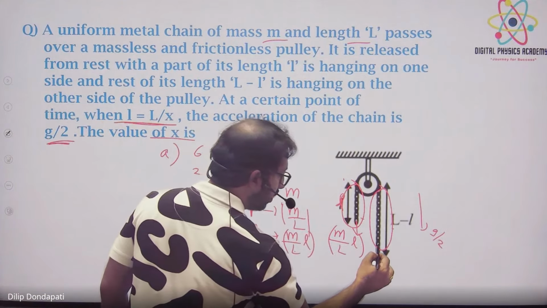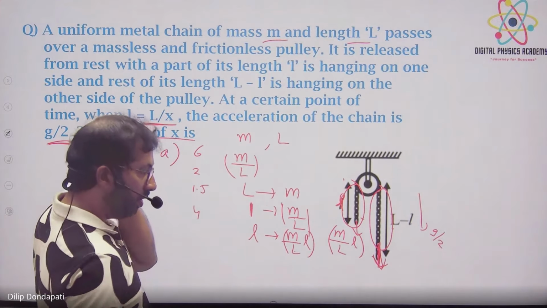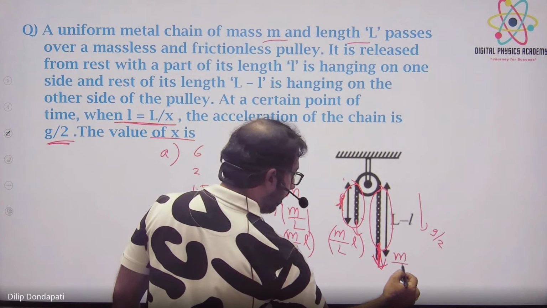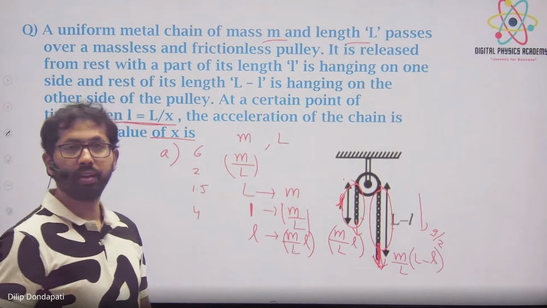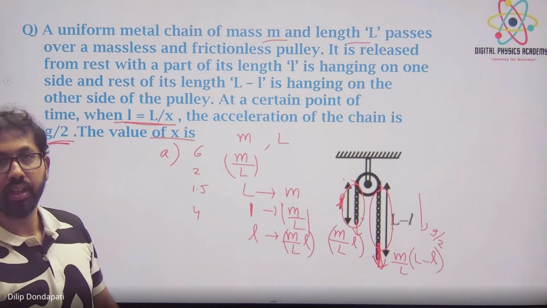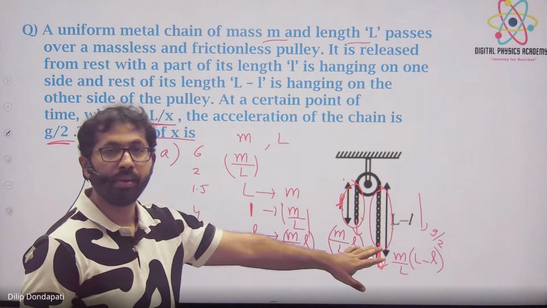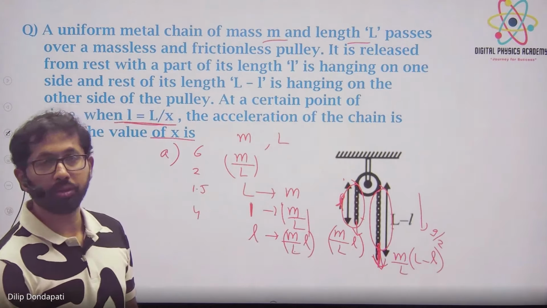What is the weight of this one? m by L times L minus l. This is a mass. Is this understood, everybody? See, we have to know the forces. This force, this force: m by L times capital L minus small l, and m by L times small l. These two forces, understood?